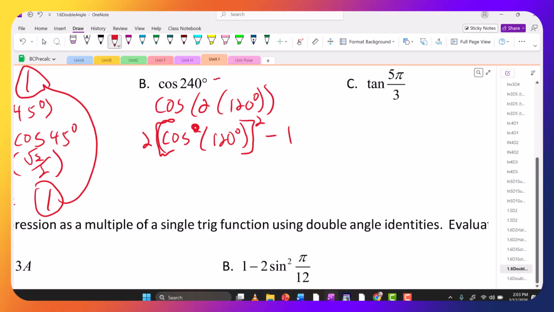Oh, and by the way, I forgot to do this. This is a 60 in quadrant 3. So what's the cosine of a 60 in quadrant 3? What's the answer to that? -1/2. Okay, so I'm supposed to be getting -1/2 when I'm done with this.